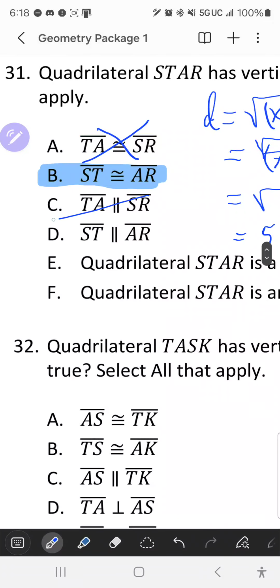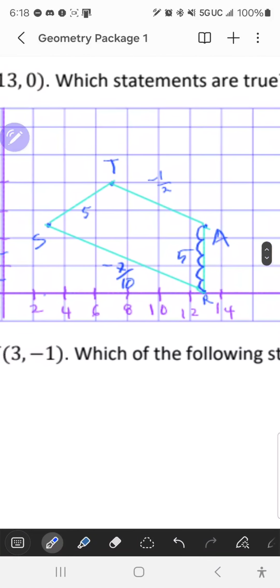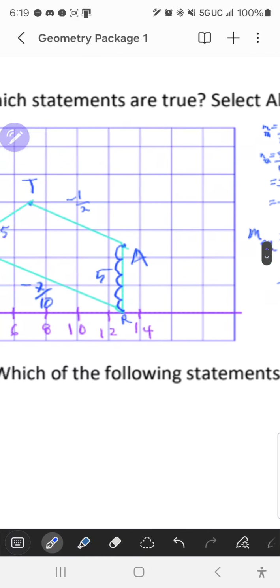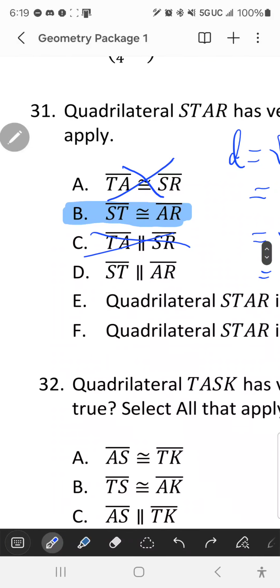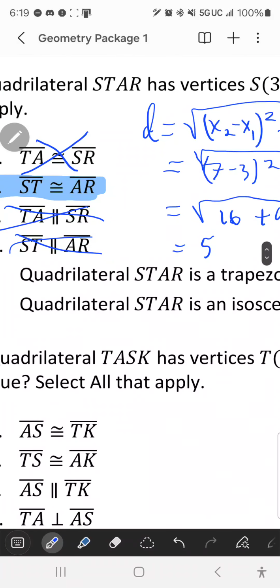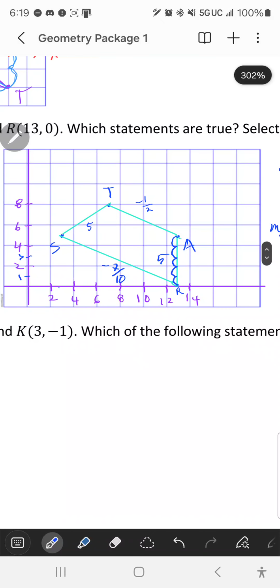So this is false. Now SD is parallel to AR. Now SD parallel to AR. In the very first moment, we know this is a straight line. This is a diagonal, so it's impossible that they are parallel, since we can see that in the graph.